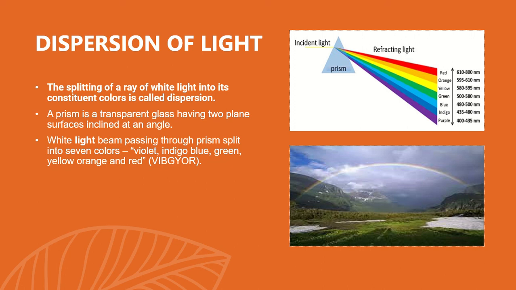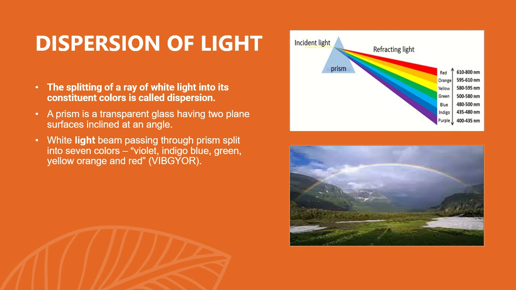A prism is a transparent glass having two plane surfaces inclined at an angle. When a white beam passes through the prism, it splits into 7 colors. Those are violet, indigo, blue, green, yellow, orange, and red. So these 7 colors have different wavelengths.